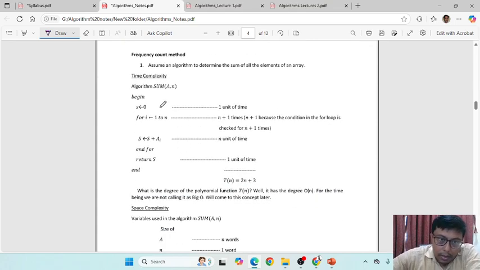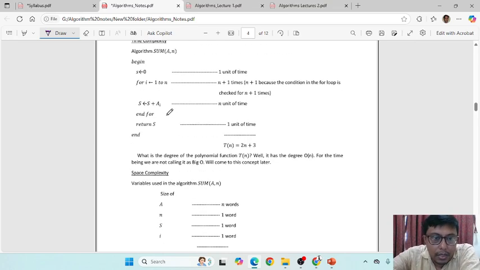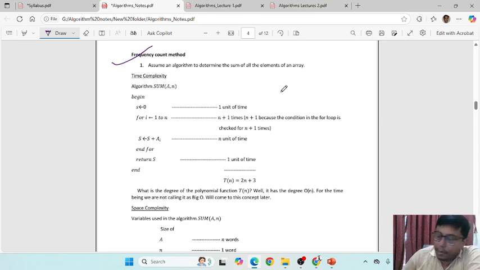Okay. So from here we will be seeing several types of examples, and we will try to solve them, computing the time and space function from these algorithmic snippets. So you see, this is one algorithm. This is one algorithm for what? This algorithm is written to determine the sum of all the elements of an array.